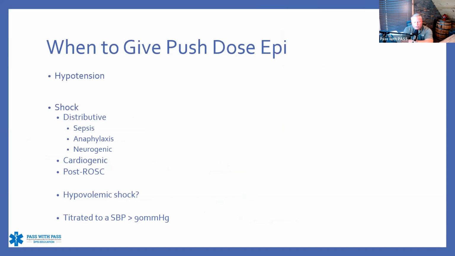So why would we do this? Well, hypotension. So if the patient is hypotensive and we need to try to get their blood pressure up so that they can perfuse their end organs, then this is a situation where maybe your push dose pressors would come in. And maybe it's something that we're trying to just get them to that permissive hypotension level, that 90 millimeters of mercury that you see at the bottom of your screen, trying to get a systolic blood pressure to at least 90.